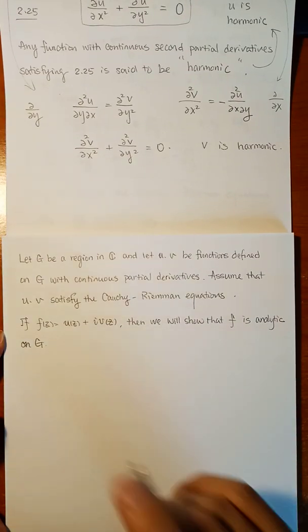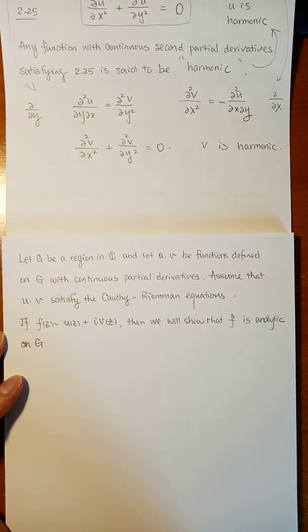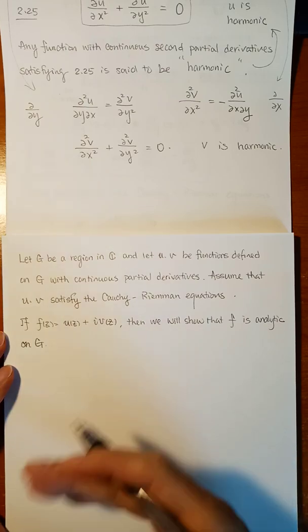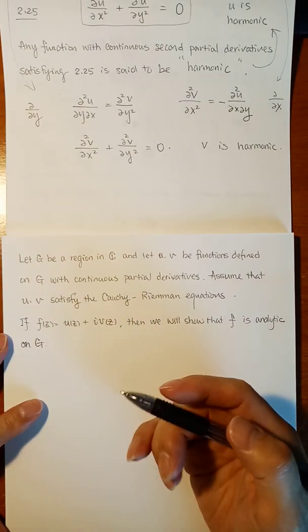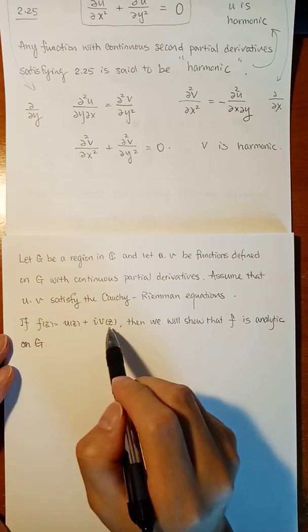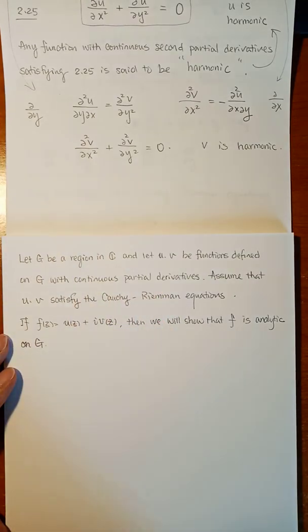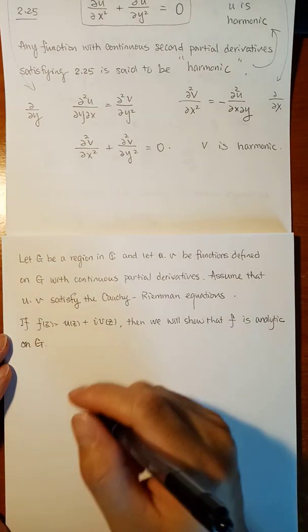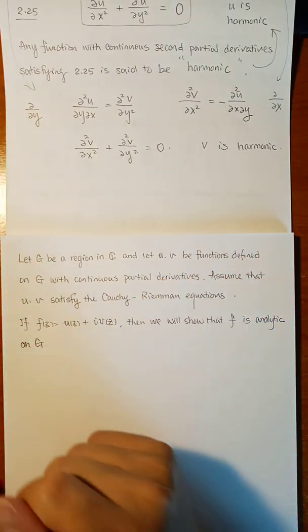All right, so to show it is analytic, we need to show it has a continuous derivative. Because U and V have continuous partial derivatives, the continuity is not a problem. Well, the problem is the differentiability. How can we come up with the differentiability of f?